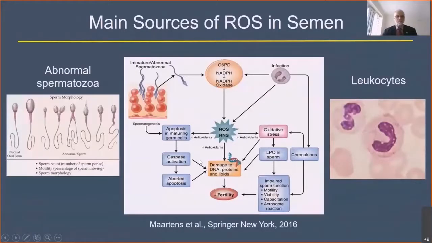And how is that done? In abnormal sperm and in leukocytes, they follow basically the same biochemical pathways, where apoptosis is activated and oxidative stress via reactive oxygen species and reactive nitrogen species are released, which in the end damage the DNA, proteins, and the lipid membranes of good quality spermatozoa, leading to a reduced fertility of a specific patient.